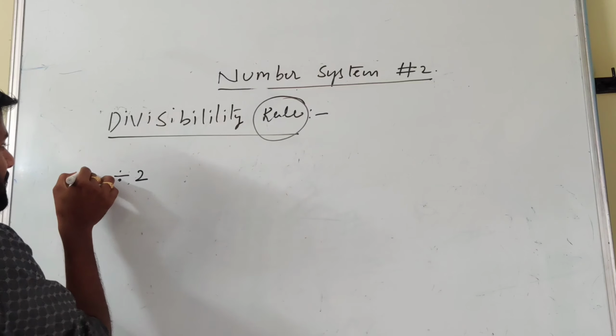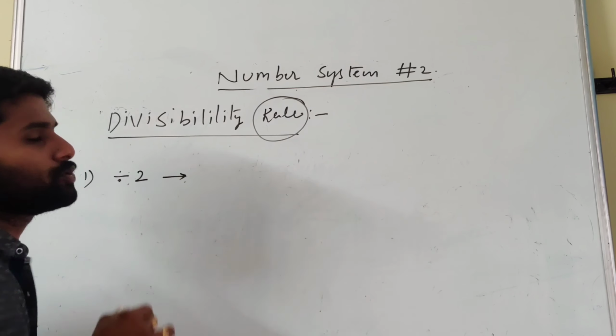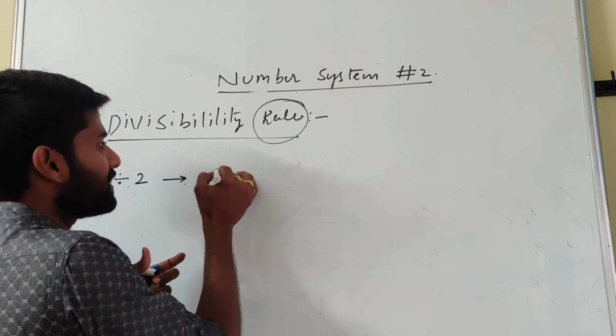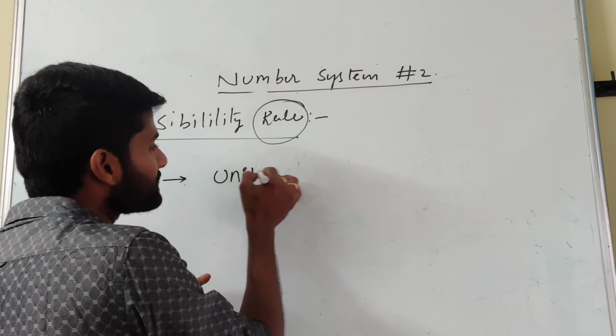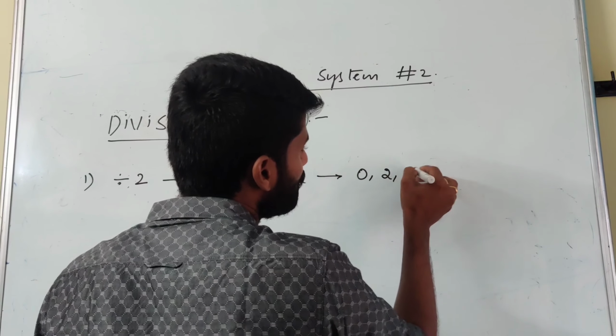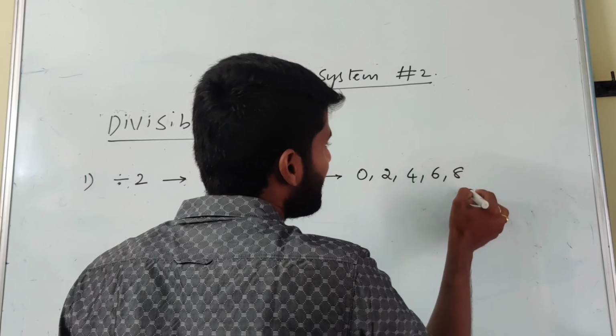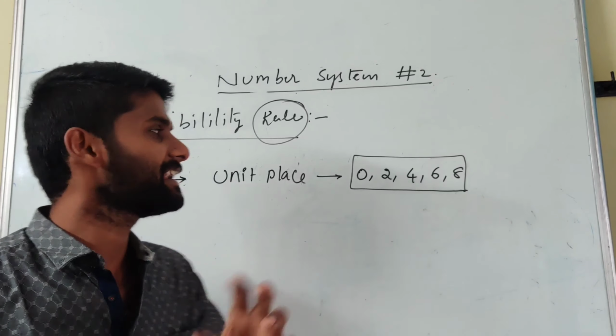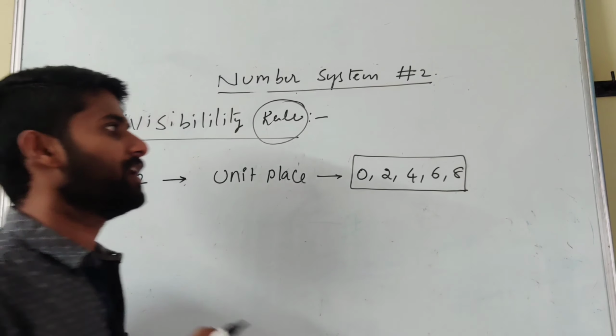Rule number 1, the divisible by 2 rule. What is the divisible by 2 rule? If any number is given, focus on the units place. If the units place consists of 0, 2, 4, 6, or 8, any of these numbers, then definitely the entire number is divisible by 2. Okay, I will give an example.